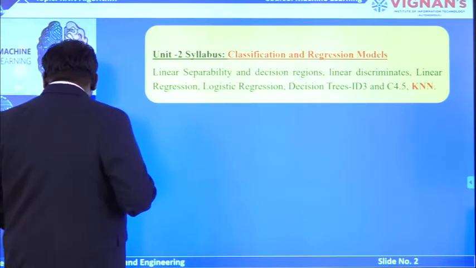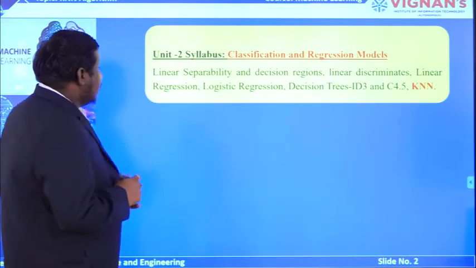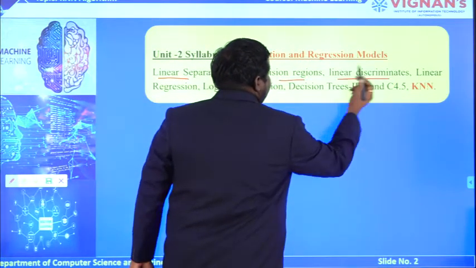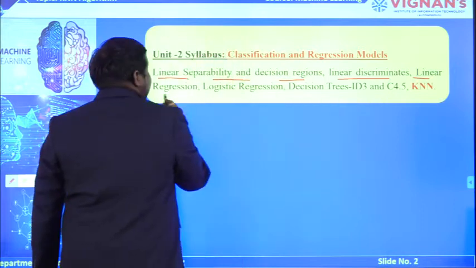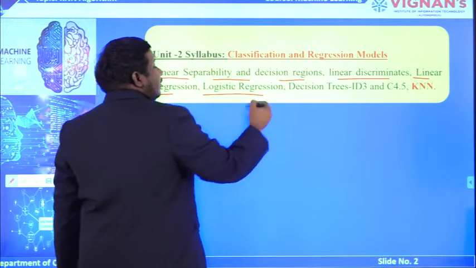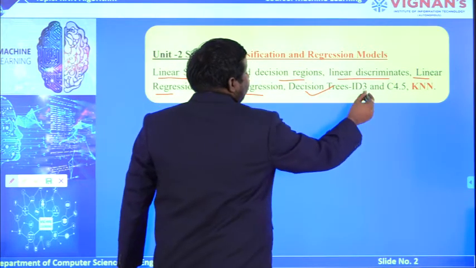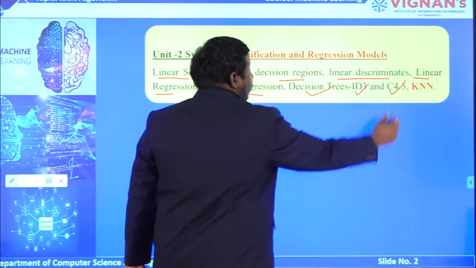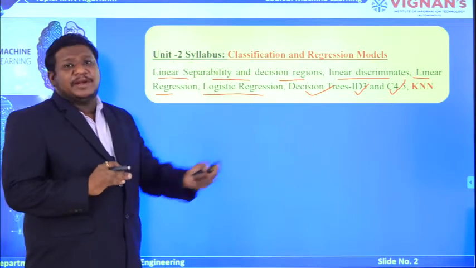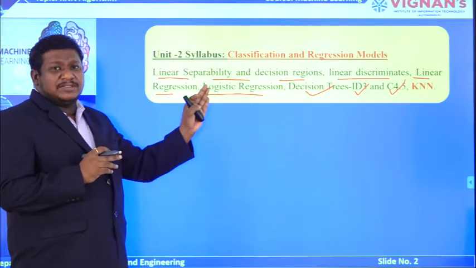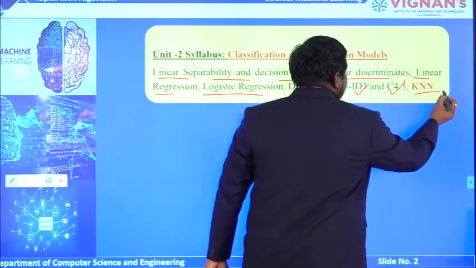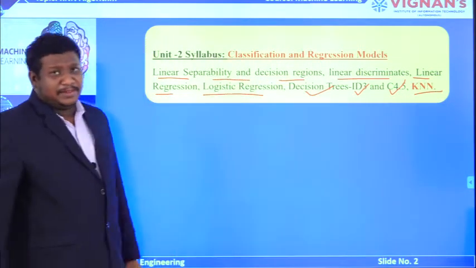So this is the second unit you have. So far we have covered linear separability and decision regions, linear discriminants. The types of regressions, the logistic regression and linear regression, we have completed, and decision trees we have completed, and the algorithms ID3 and C4.5 we have already covered. So today we are discussing the last topic, and one of the important algorithms in terms of machine learning models under supervised learning is the KNN algorithm, which stands for K nearest neighbor algorithm.